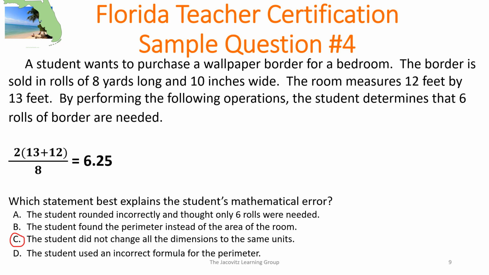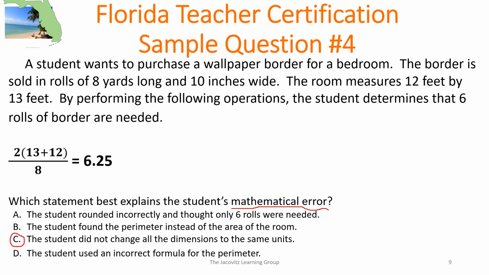Anybody who has taught math knows that this is for an area. 2 length plus 2 width is what this is really saying. So when you read this, a student wants to purchase a wallpaper border for a bedroom. The border is sold in rolls of 8 yards long by 10 inches wide. The room measures 12 feet by 13 feet. By performing the following operations, the student determines that 6 rolls of border are needed. Which statement best explains the student's mathematical error? And here it's assuming that the person made a mathematical error.